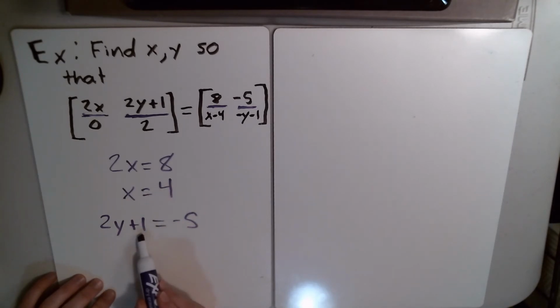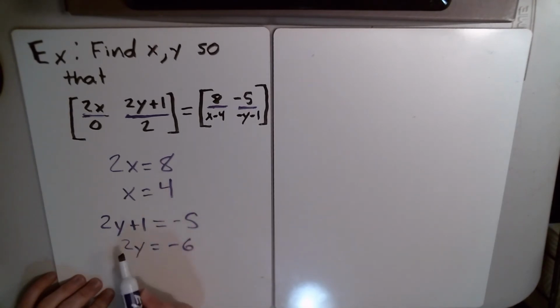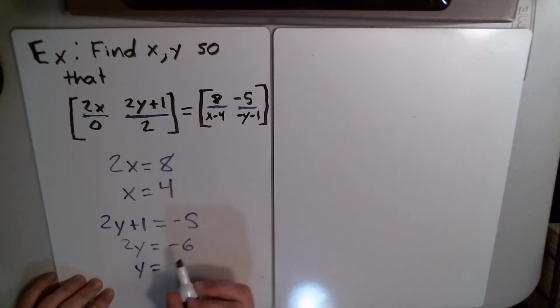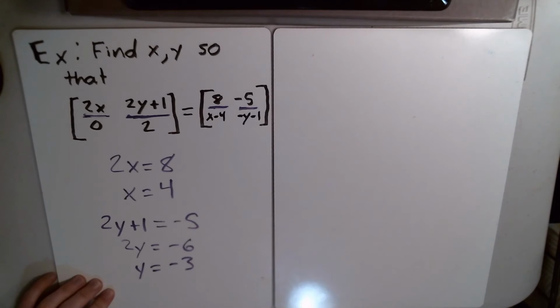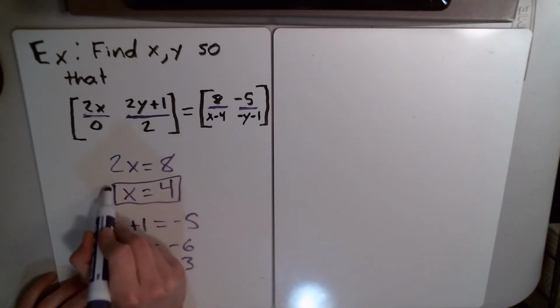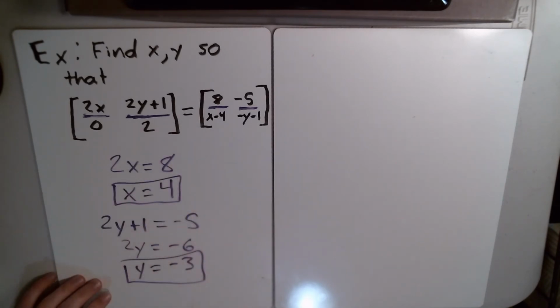So what do I do here? I subtract 1, so I get 2y is negative 6, and then I divide by 2 on both sides. So y is negative 3. Okay, so those should be the x and y values.